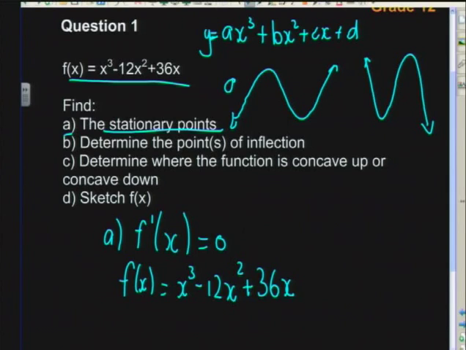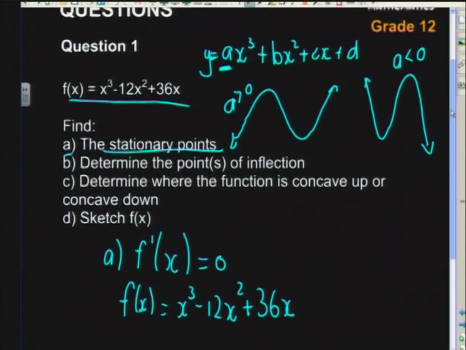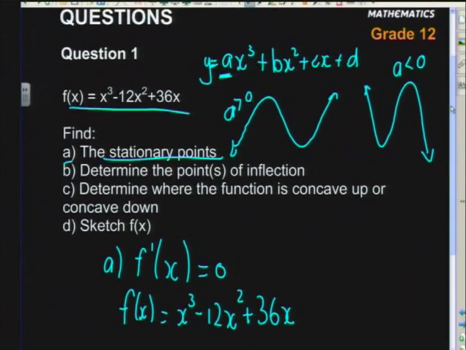This type, the first one, you will get when a, that's the coefficient of x cubed, is greater than 0. And then the second one you would get when a is less than 0. As I said, I'll come to that when we're recapping how to sketch cubic functions, but I just wanted to mention it now. If we're looking at a function like the one we've got, x cubed minus 12x squared plus 36x, we can see that a is positive 1. So therefore, this is the type of shape that we are going to bear in mind.